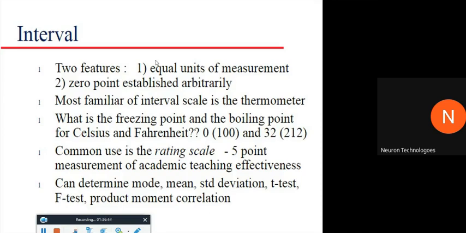It is commonly used in rating scales, such as a 5-point scale for measurement of academic teaching effectiveness. Normal human body temperature is 97.6. If our temperature goes up, it means we are becoming sick or ill. On the other hand, if our temperature goes down, obviously again it is not good for health. Same with our heart rate and pulse rate: these physical and body parameters have ranges and intervals by which doctors, physicians, and surgeons find out what treatment will be given to the patient.